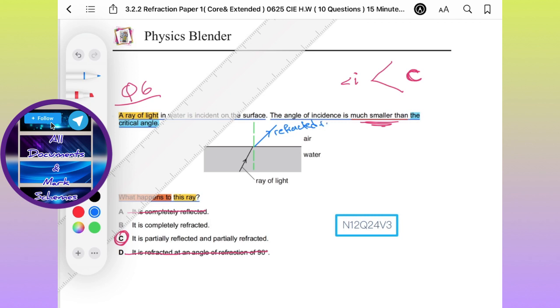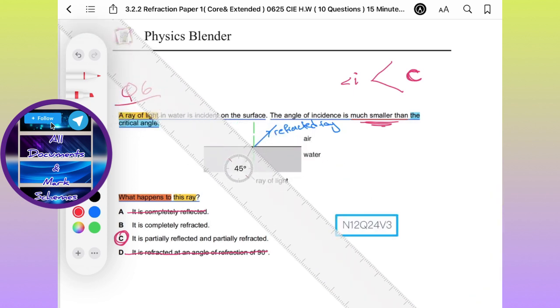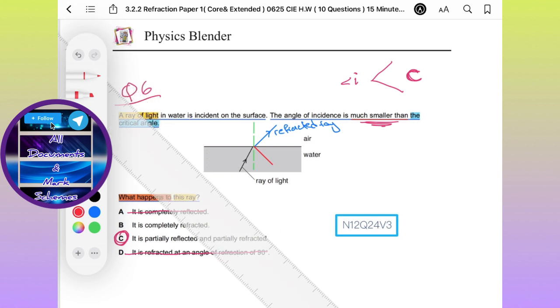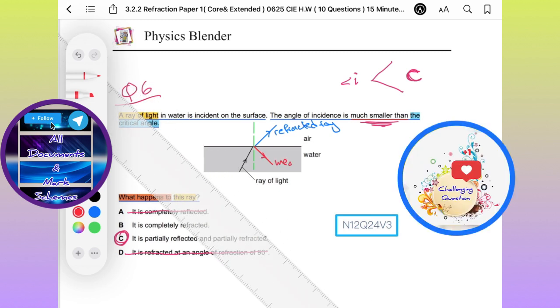Okay, most of the rays will be refracted, but we have a weak reflected light ray. So this is called the weak reflected ray. Most of the rays will be refracted, with a weak reflected ray. So the answer is partially reflected and partially refracted.